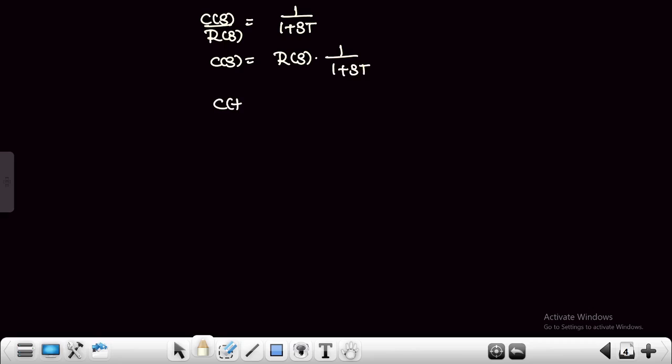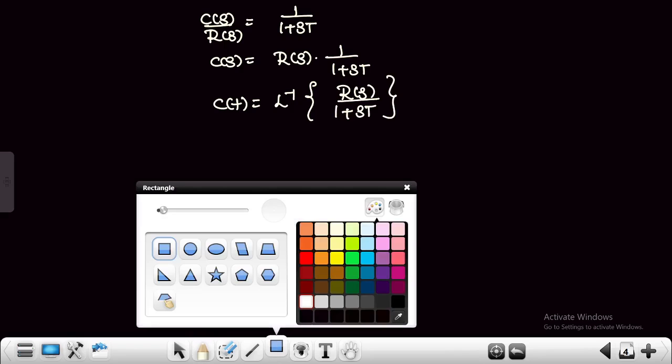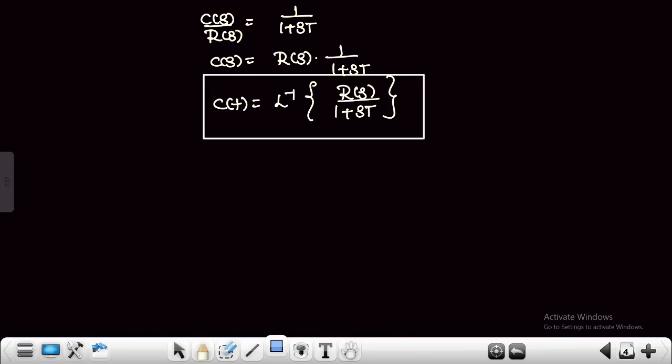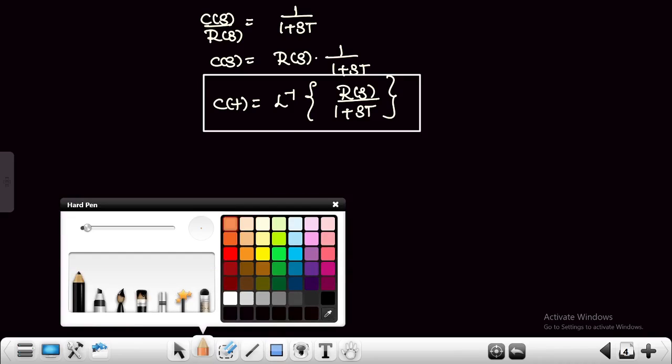Now we want the time response, which means we have to take the inverse Laplace transform. So let us take the inverse Laplace transform of this, that is R of s divided by 1 plus sT. Based upon this formula, we are going to get the time response of the first order system. This is the formula we are going to use for finding the time response of the first order system.